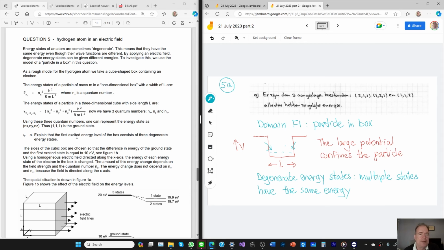And then you might have many higher energy states. Then they explain that the first excited energy level of the box consists of 3 degenerate energy states. Well, what does degenerate energy states mean? It means you have multiple states with the same energy.